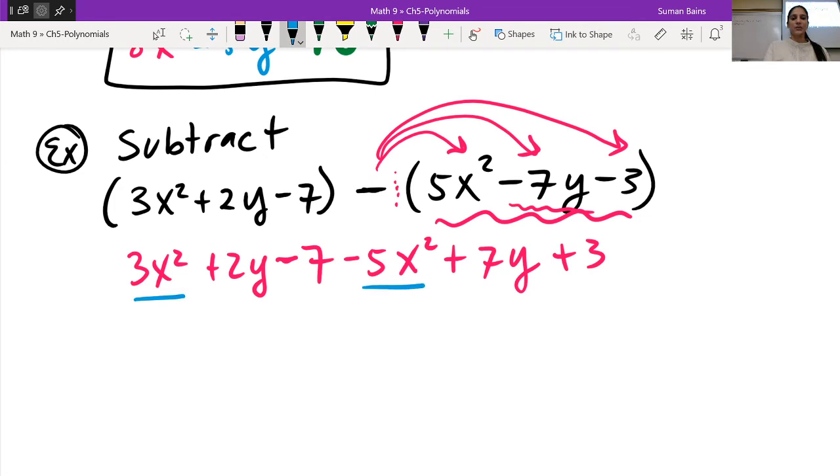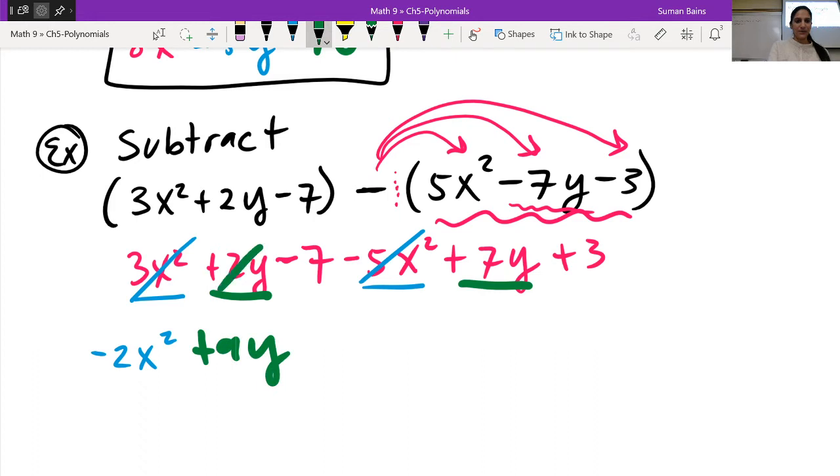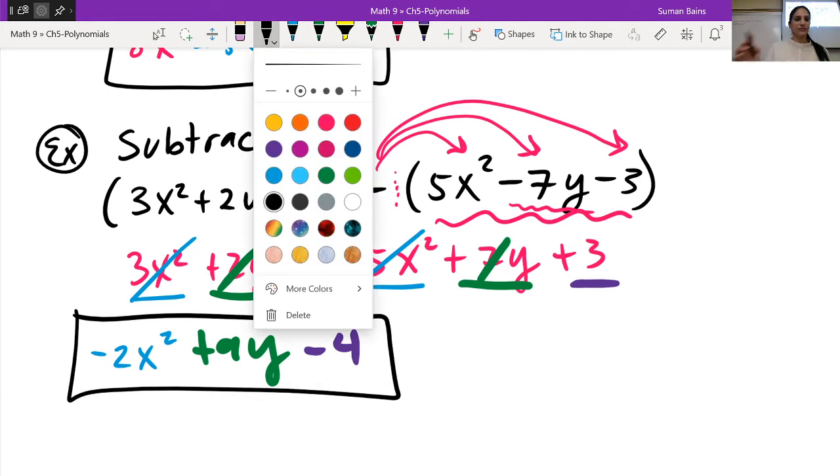So how many x squares do we have? Negative 2x squared. Because we did 3 minus 5. So that's gone. Then we have the plus 2y plus 7y. And how many y's is that? So we're plus 9y. So that's gone. And then we also have minus 7 and plus 3. What is negative 7 plus 3? Negative 4. So after all that, this is our simplified solution.